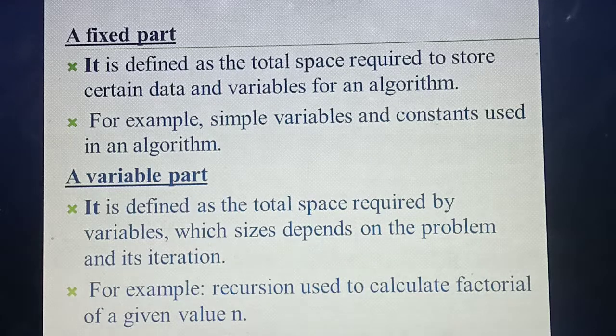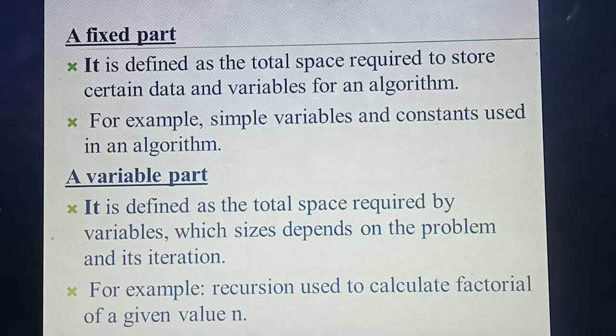Understood? But fixed part means you are not giving any iterations or loop concept or anything in the algorithm. So please listen, understand that example and study. Adding two numbers means it's fixed: only two variables and storing one result, so 3. But variable part means you are giving a loop concept, that is iteration. So iteration will change based on your input value. So the space will also change.